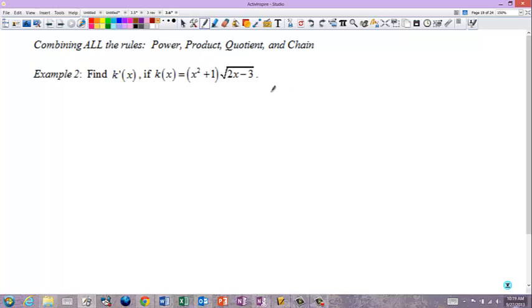So I'm just going to rewrite this initially. K of x. It's always easier to rewrite your square roots as exponents.